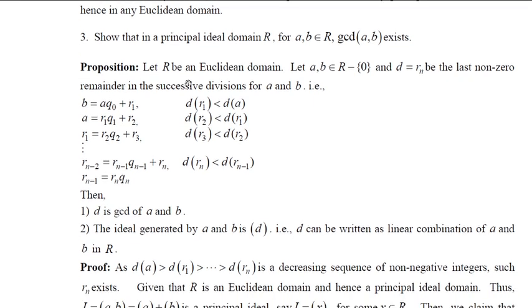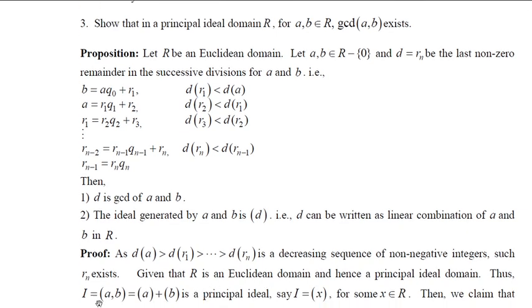Now, since R is given to be a Euclidean domain, and we know from the previous theorem that every Euclidean domain is a principal ideal domain, let us assume that I is the ideal generated by a and b, and it is a principal ideal. Let's say I is equal to the principal ideal (x) for some x belonging to R. Then we have to show that x is the GCD of a and b.